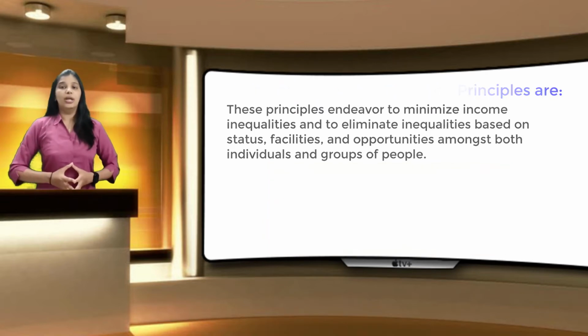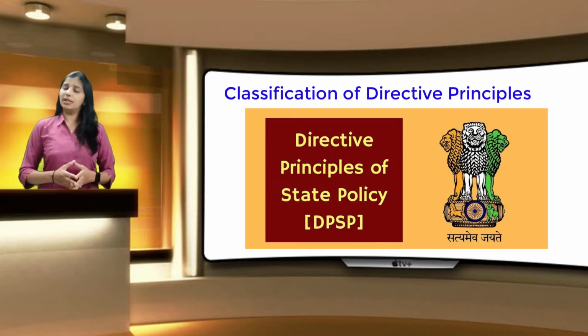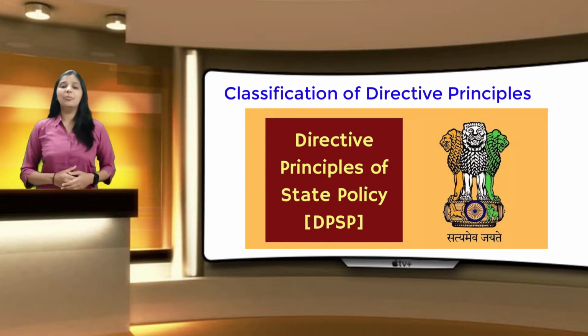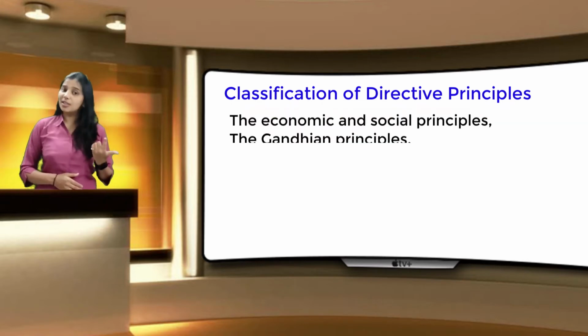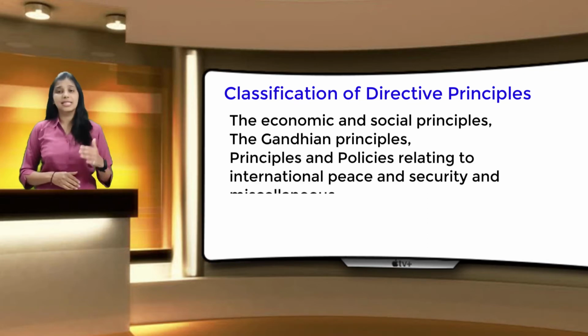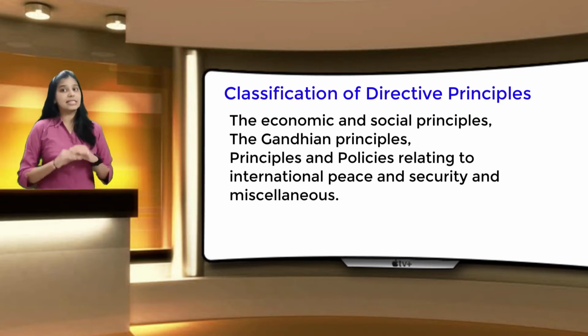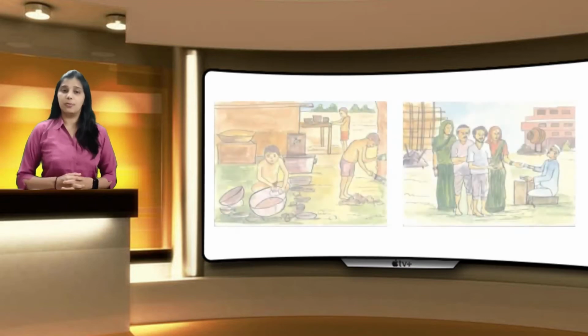Now we'll move forward with the classification of directive principles. How could they be classified? They can be categorized as the economic and social principles, the Gandhian principles, the principles and policies relating to international peace and security, and miscellaneous. So let's discuss each of them in detail. The first is the economic and social principles.